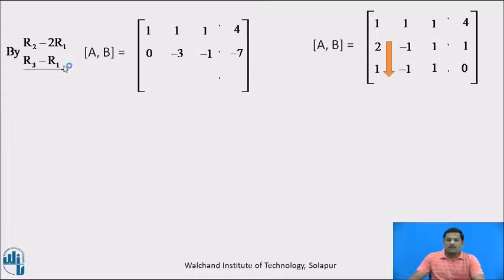Next transformation R3 minus R1. This 1 minus 1 is 0. Minus 1 minus 1 is minus 2. 1 minus 1 is 0 and 0 minus 4 is minus 4.